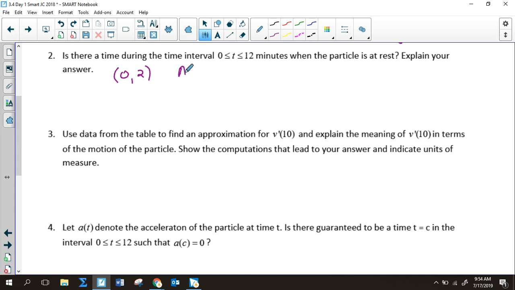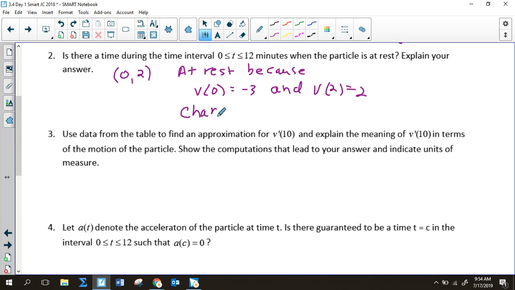Here's some wording we would use: v of 0 equals -3 and v of 2 equals 2. There is a change of sign, or the velocity goes from negative to positive.